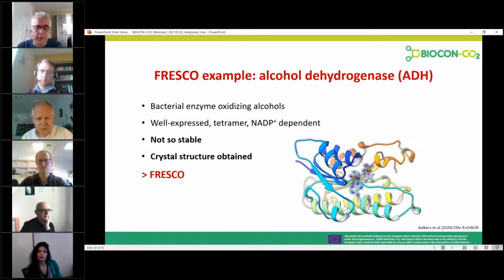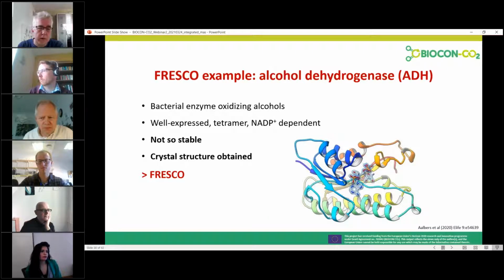An alcohol dehydrogenase was studied where we found that this bacterial enzyme was quite an interesting one, expressed very well, and was active on interesting alcohols. But one problem was that it was not so stable. The melting temperature, the stability, was up to about 40 degrees.